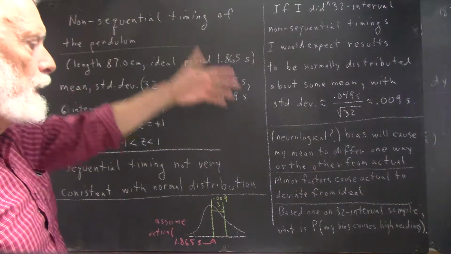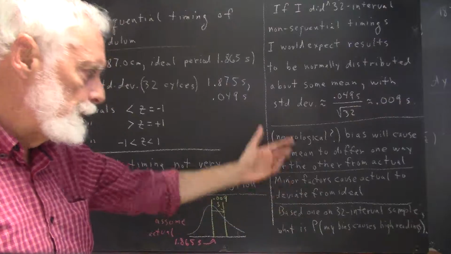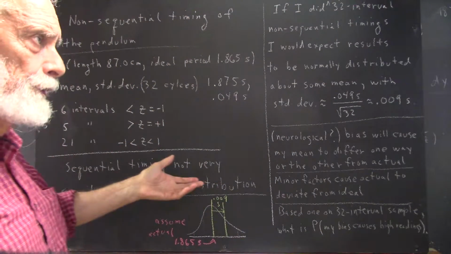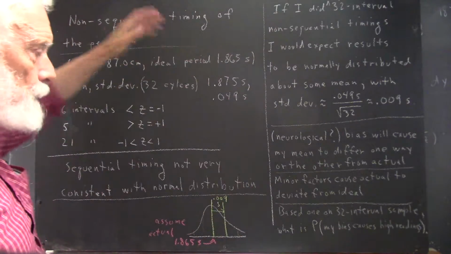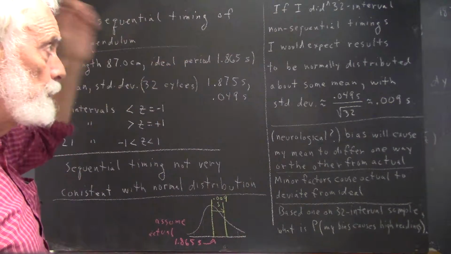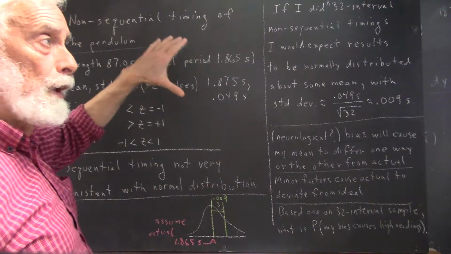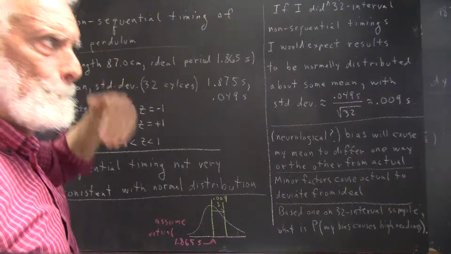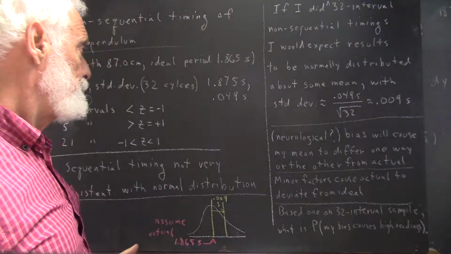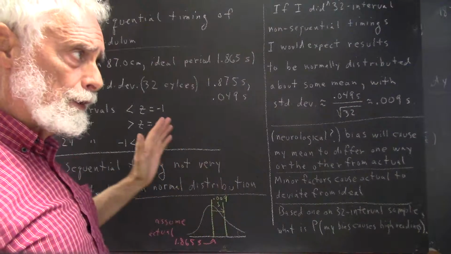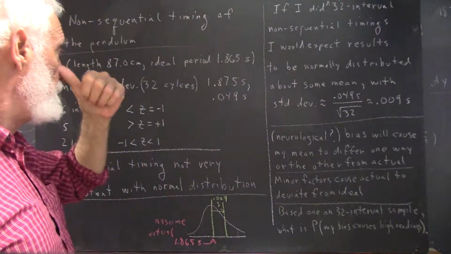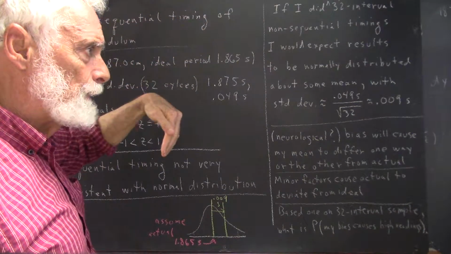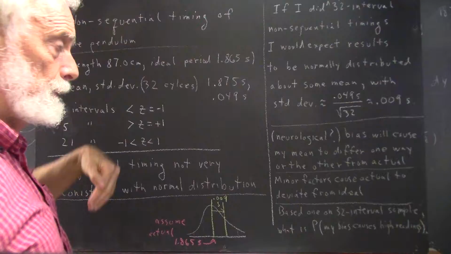Okay, let's now go to this question of what's the probability that my bias causes high readings based on just this one 32 timing sample. Let's say that's all we had. So what would be the chances that my inherent bias would actually be such as to make my timings a little longer than the actual?